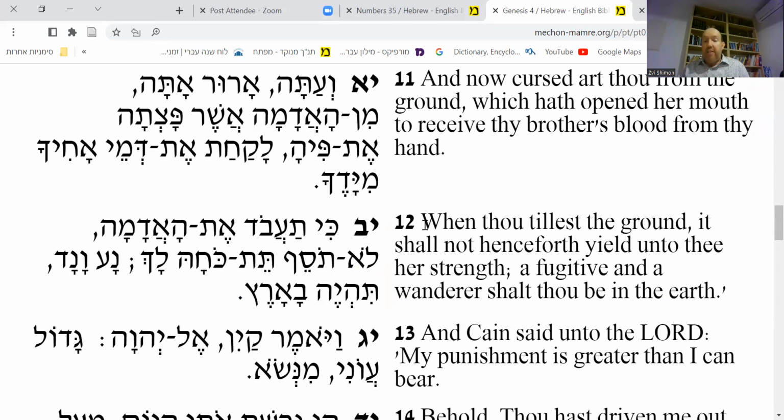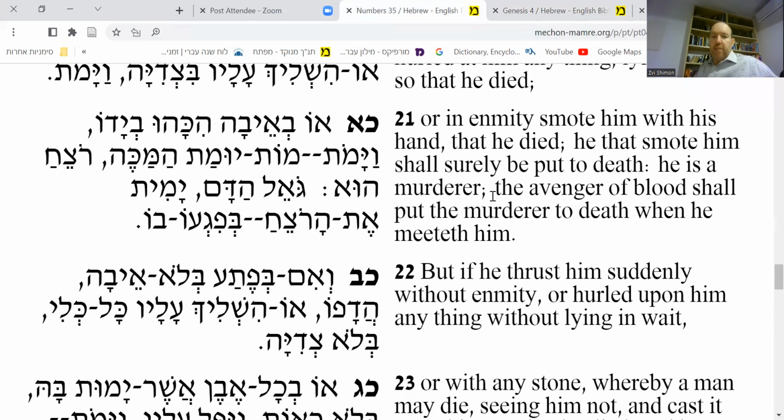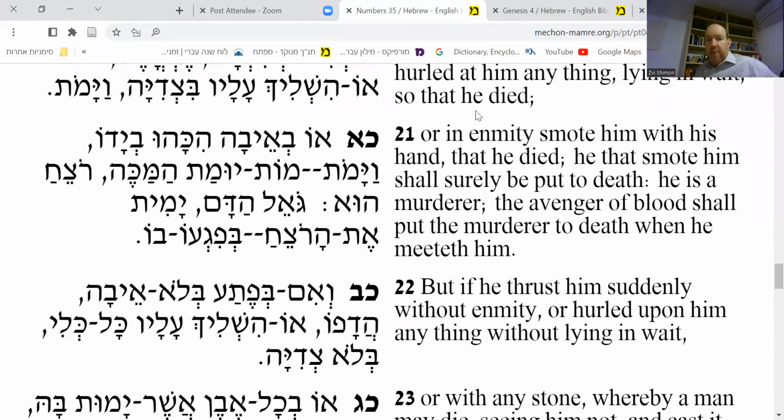I believe the answer can be found within the Torah itself. The Torah makes a distinction. We can find it in the book of Numbers, chapter 35. It states: "If somebody in enmity smote him, a murdered person, with his hand that he died, he that smote him shall surely be put to death. He is a murderer. The avenger of blood shall put the murderer to death when he meets him."